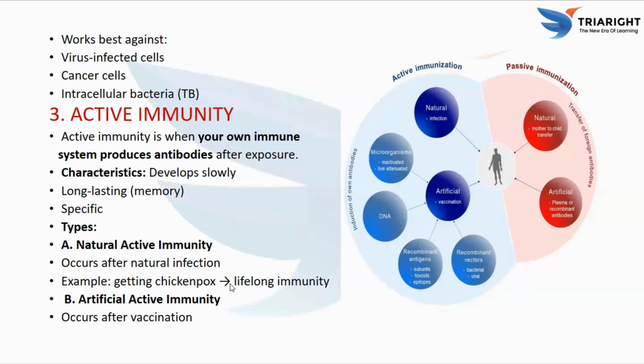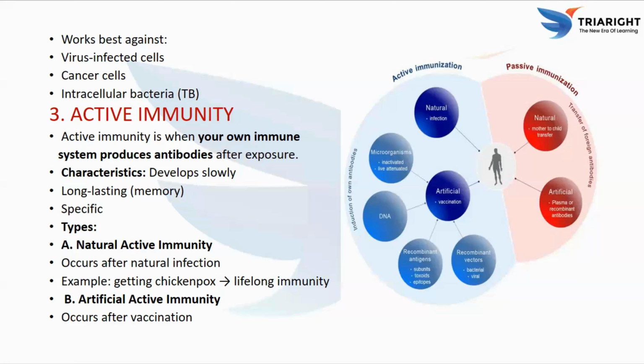So what is natural active immunity? It occurs when you get infected naturally. If a person gets chickenpox, the immune system produces antibodies and memory cells. This gives a lifelong immunity. Why does this work? Because the infection exposes the body to the full antigen. Natural exposure leads to a strong specific immune response.